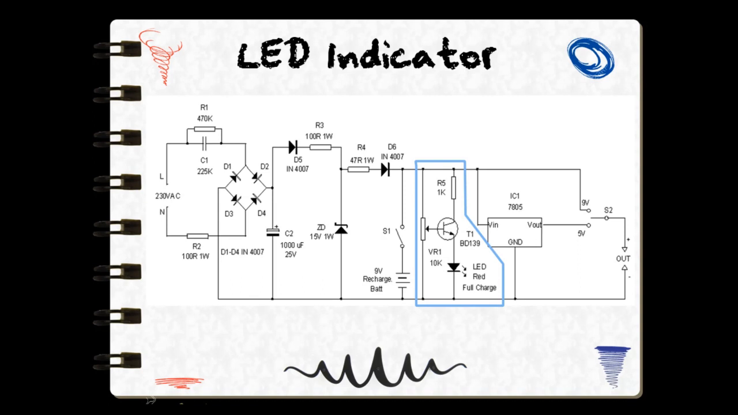LED lights up when the battery is fully charged and goes off if the battery voltage reduces below 7 volts. The VR1 sets the low voltage level. This prevents deep discharge of the battery. When the circuit is connected to mains and S1 is in on position, the battery charges through D5, R3, R4 and D6. When the unit is unplugged from mains, 9 volt output power will be available from the battery.